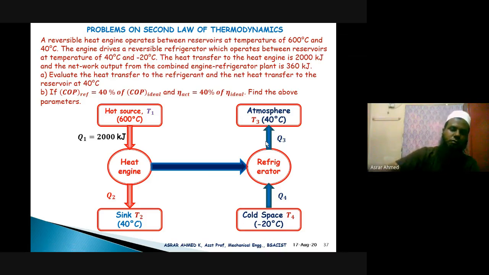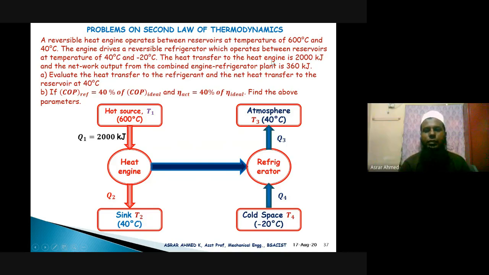It is just for better understanding that we give T1 as the higher temperature and T2 as the lower temperature for the heat engine. Now we have another device, so we take T3 as the higher temperature and T4 as the lower temperature. So four temperatures, four heats. The work is produced by the engine, and the refrigerator is receiving the work.